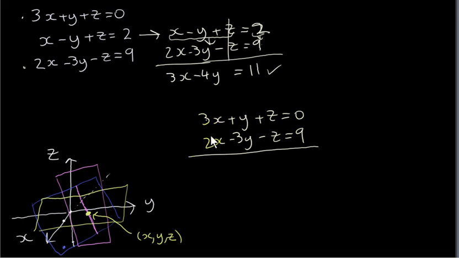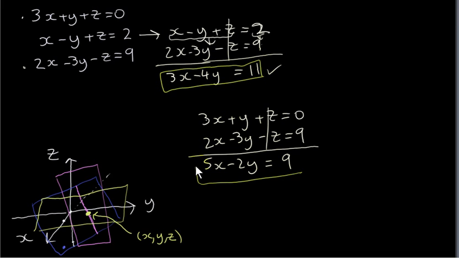So this is the top equation, this is the bottom equation. Add them together, get 5x minus 2y equals 0 plus 9, which is 9. Now, I have two equations and two unknowns, x and y. I solve between them to find out what x and y are. That will give us the x and y values of the point of intersection of the three planes.